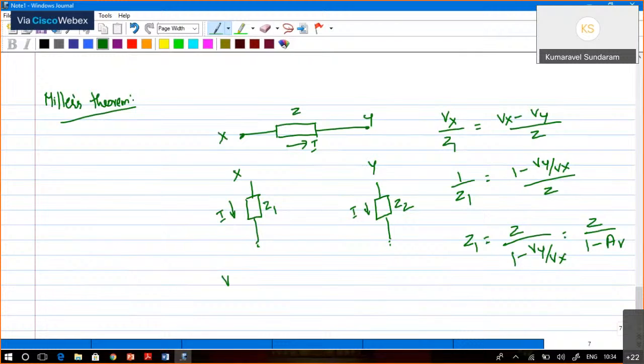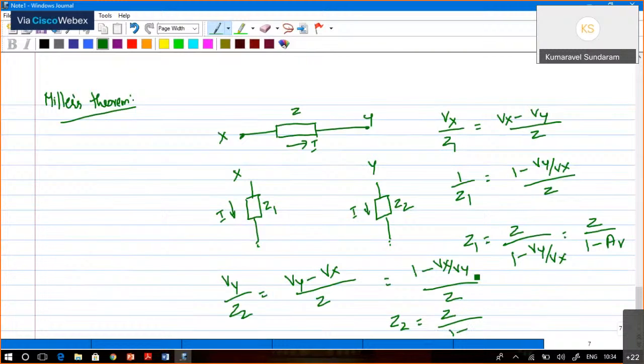Similarly, Z2. Vy by Z2 equal to Vy minus Vx divided by Z. So we can write this as 1 minus Vx by Vy by Z. So Z2 is equal to Z by 1 minus Vx by Vy. So the impedance that is going to be associated with individual nodes can be calculated based on applying Miller's theorem. So it helps our analysis to be much simpler.